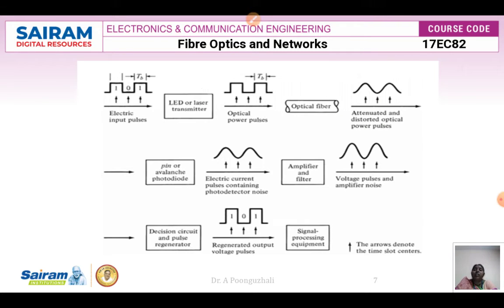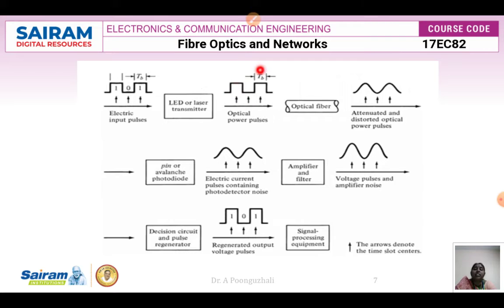Here you have your electric pulse. The electric pulse is the input, the information stream, and this information stream modulates the drive current of the LED or the laser, and that is converted into optical power pulses. If I want to send data, it is represented as 1, which has a duration of Tb, and if no data is sent, then it is 0, the absence of light, represented as 0.